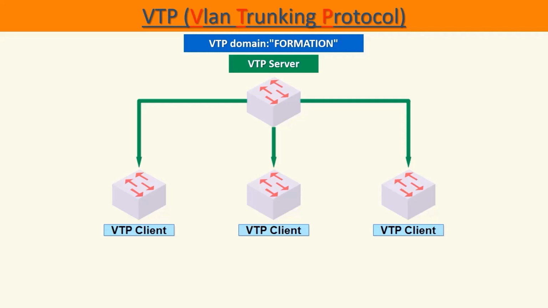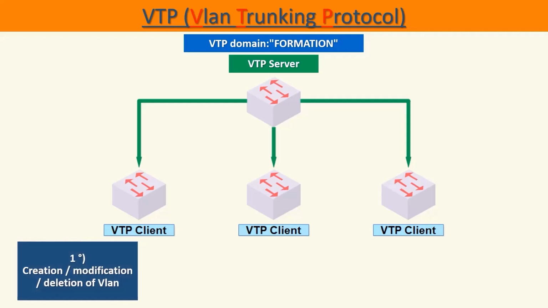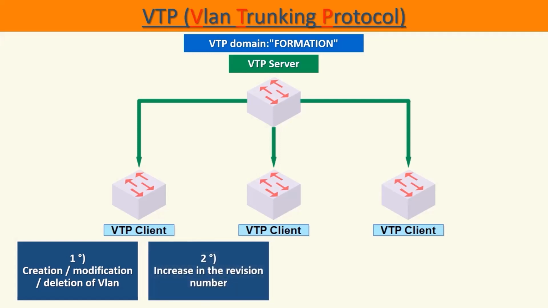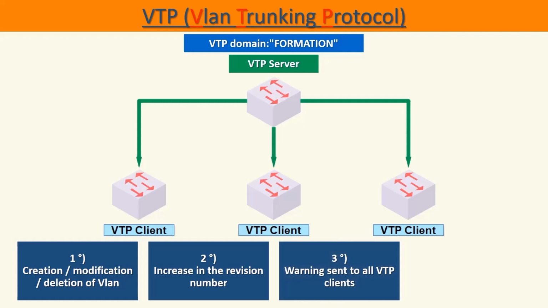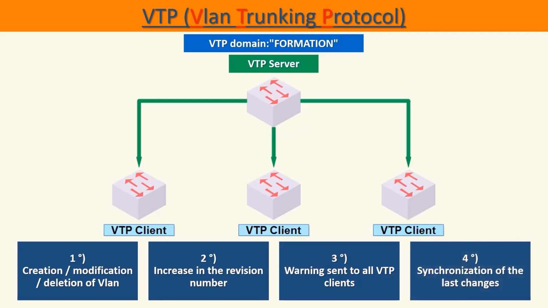For VTP to work, you must set up a VTP domain name, which will have to be the same on all these switches. To sum up, when adding, modifying, or removing a VLAN on the switch in VTP server mode, this has the effect of increasing the revision number. It then triggers an advertisement packet that is sent to all client switches from the same VTP domain. And finally, they sync to get the latest revision number.